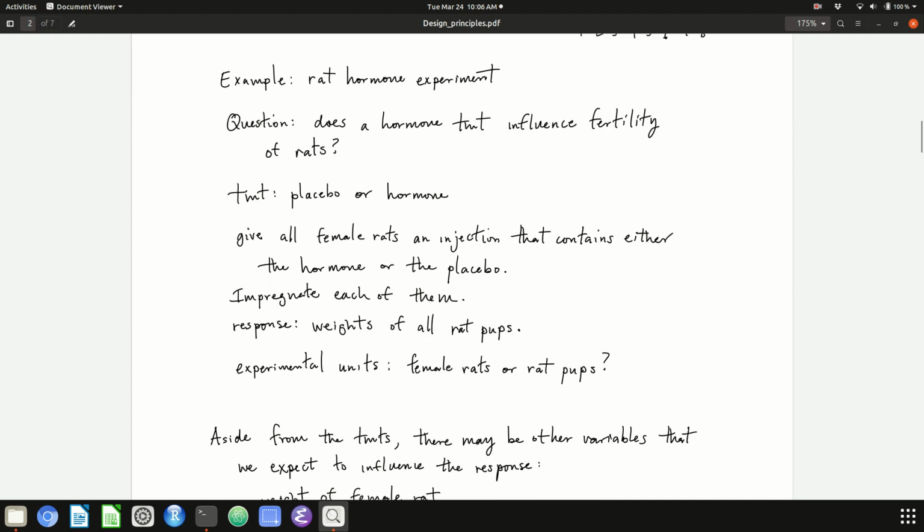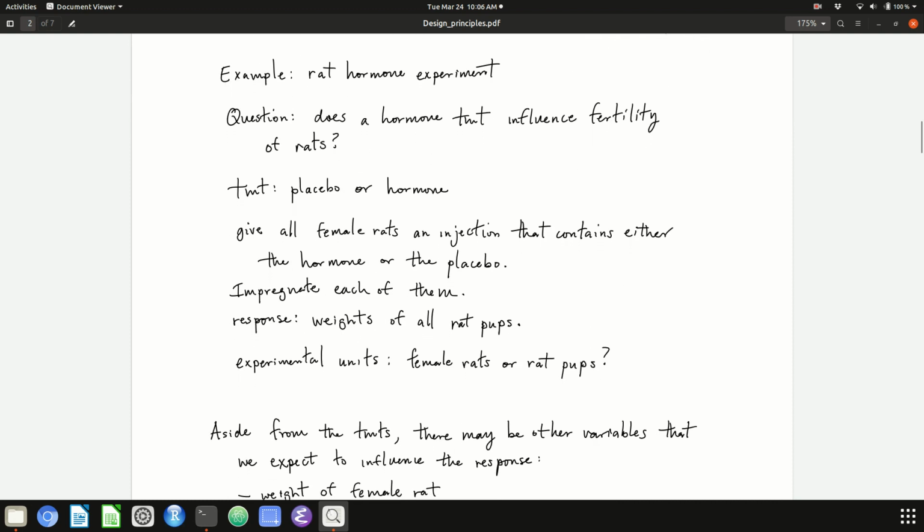All right, in the next example, we have an experiment involving rats. The researcher wants to study how a hormone treatment influences the fertility of female rats. Again, in this case, the experiment is going to have a control. In the experiment, they give the female rats an injection, and the injection either includes the hormone or a placebo. The idea in this experiment, you get, let's say, 20 female rats.